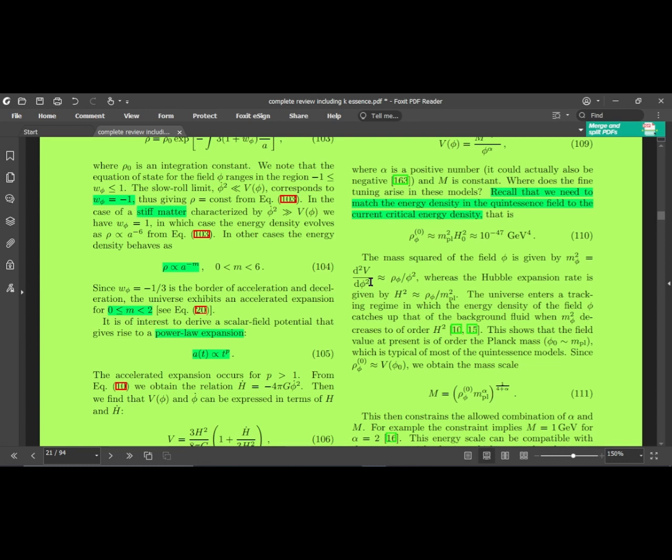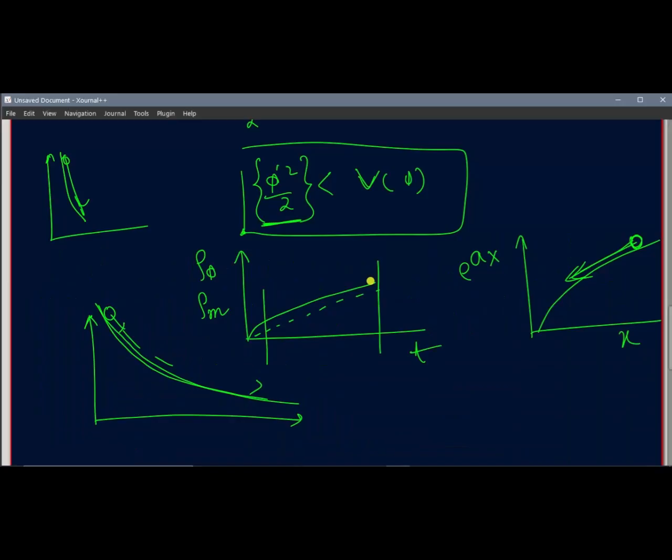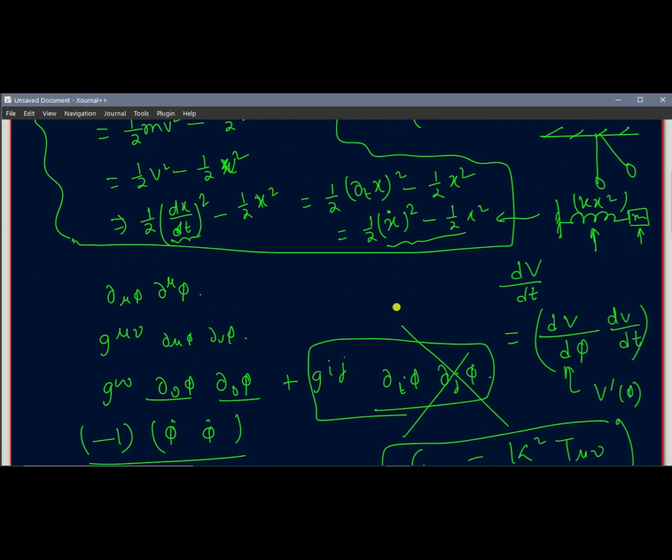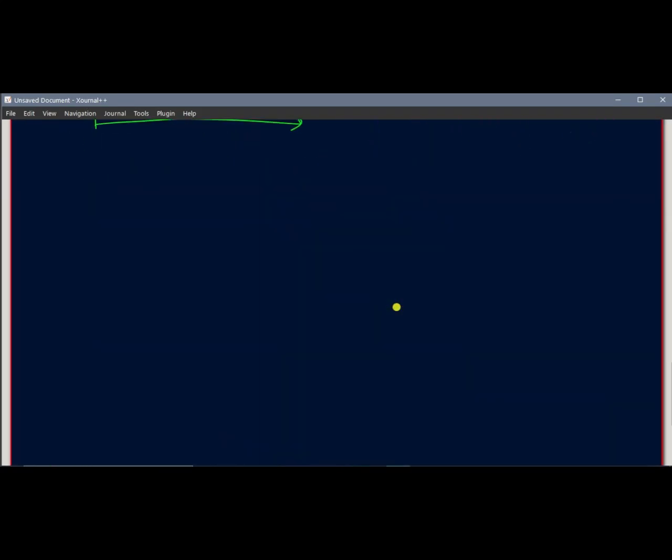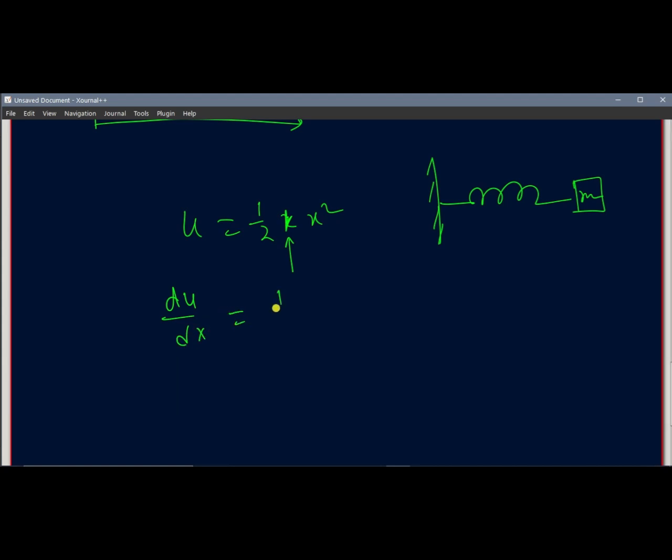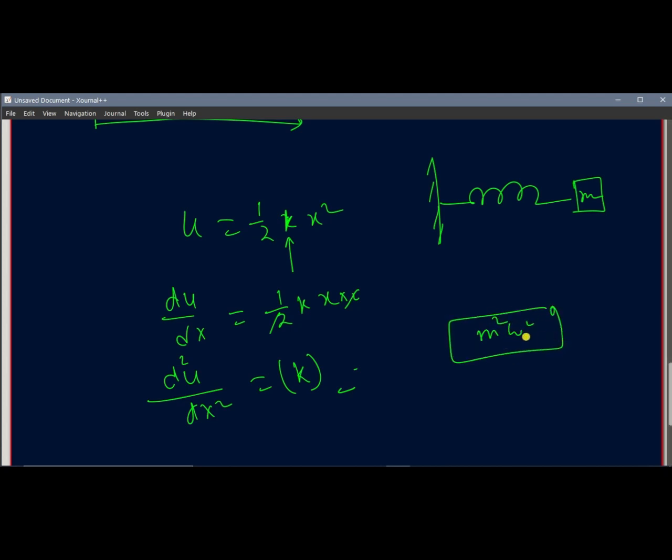This you can easily find if you take an object with a spring. It has the same kind of scenario. You take the spring and attach it to a mass. So U is equal to half k x squared, where k is the spring constant. dU over dx is going to give you k x, and d2U over dx squared is giving you just k, and this k is equal to m omega squared. So we are letting the frequency, and therefore the mass.